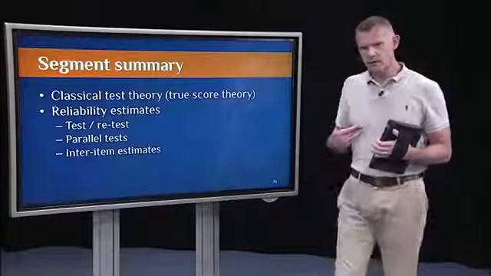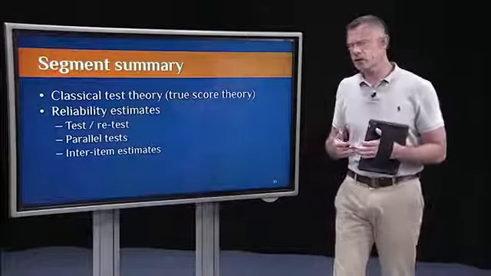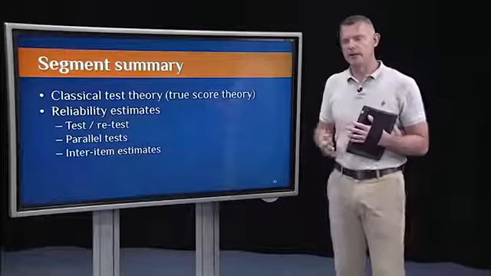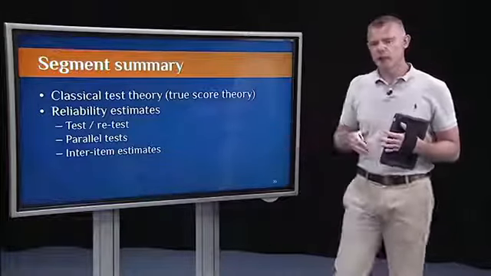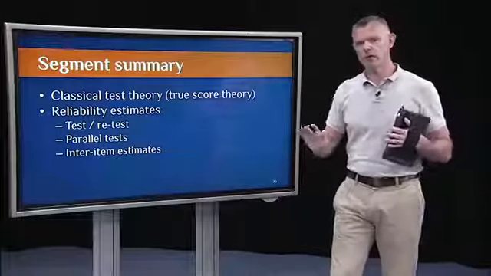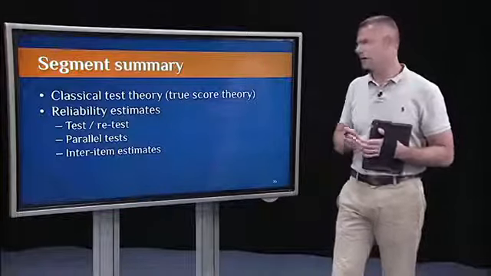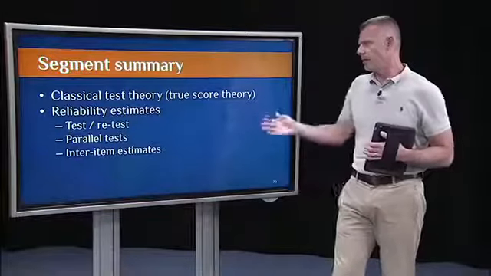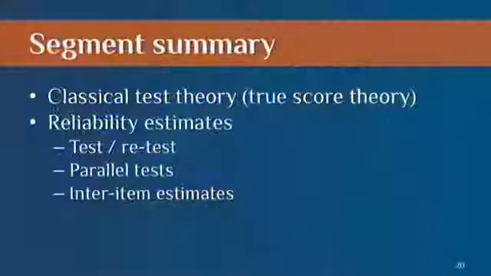So to summarize this first segment on measurement issues, the main topic here is reliability. And I introduced reliability by just giving a quick overview of this very broad theory in psychometrics called classical test theory or true score theory. And then we talked about three ways to get reliability estimates: test-retests, parallel tests, and inter-item estimates.